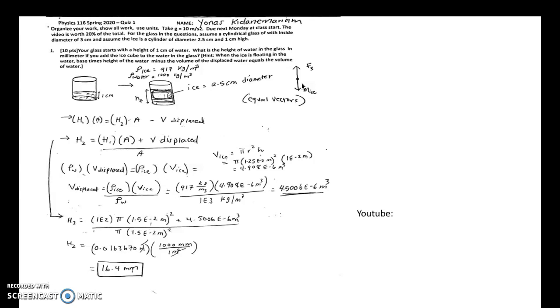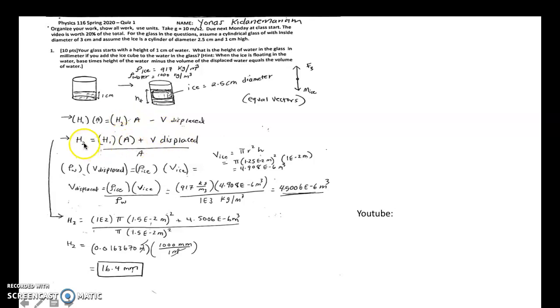And then from the hint you gave us, you said when the ice is floating in the water, base times the height of the water minus the volume of the displaced water equals the volume of water. So from that I have this equation here. The initial volume is equal to the final volume minus the volume displaced. Since we have this equation, we're able to get an equation for the final volume, which is set up like this, and this is pretty much algebra.